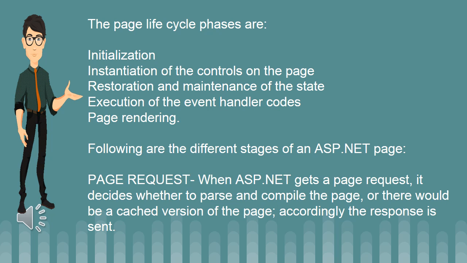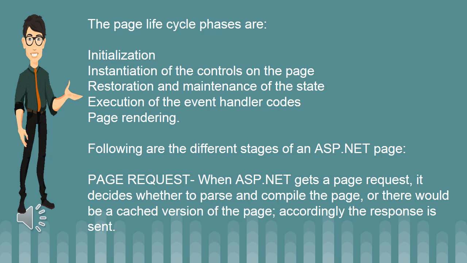When a page is requested, it is loaded into the server memory, processed, and sent to the browser. Then it is unloaded from the memory. At each of these steps, methods and events are available, which could be overridden according to the need of the application. In other words, you can write your own code to override the default code.